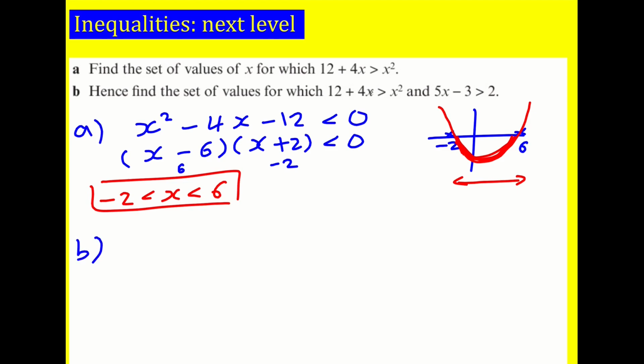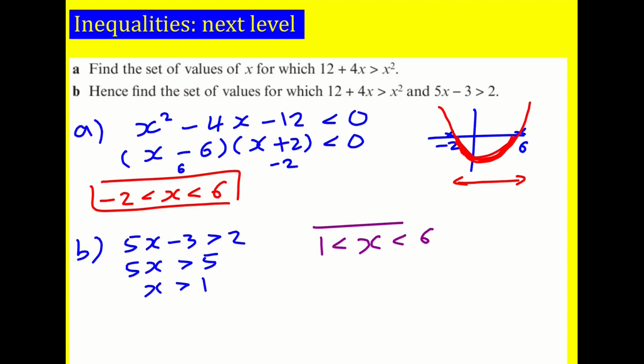For B, we've already got the solution to this. We just need to now solve 5x minus 3 is greater than 2. So 5x is greater than 5, so x is greater than 1. And to bring it together, x has got to be greater than 1, but it's less than 6. And 1 is okay in here. So that's going to be my answer.